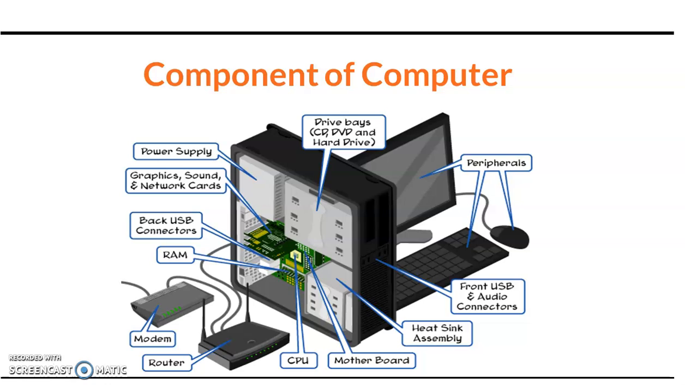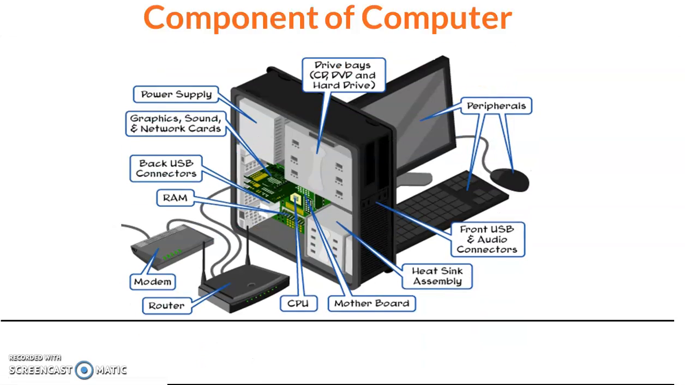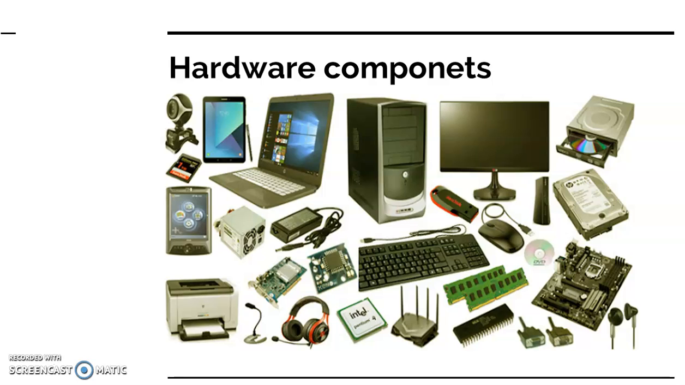Here is a cross-cut figure of a computer. In this there are various components, for example peripheral devices, that is monitor, keyboard, mouse. Then there are USB and audio connector pins. Then there is a heatsink and assembly, motherboard, CPU, router, modem, RAM. Now I can classify these basic components into two. The first one is the hardware component. A hardware component is a physical entity that is part of your computer, for example monitor, CPU.